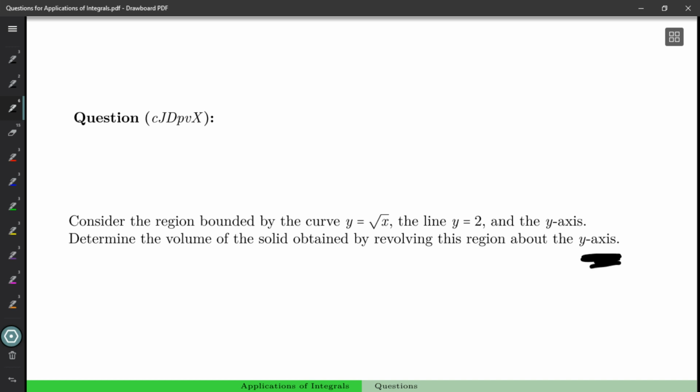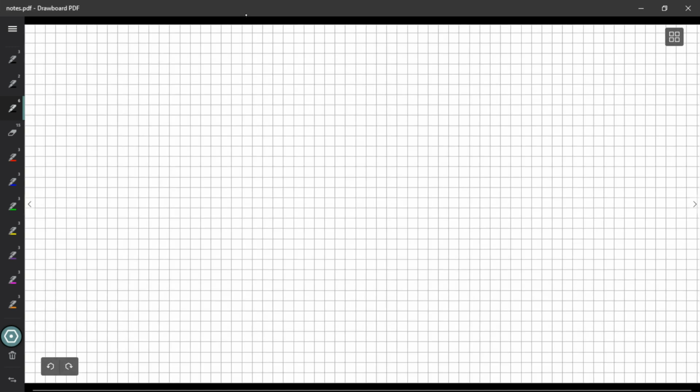Okay. So we're used to working with the x-axis, but there's really nothing wrong with setting up a volume formula for a solid of revolution and integrating a function of y with respect to y. There's no harm in that at all.